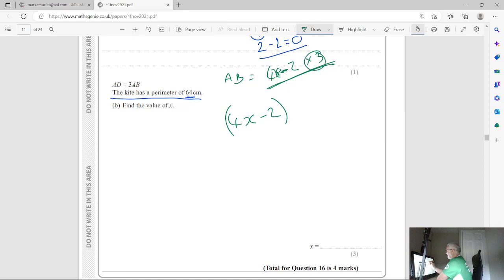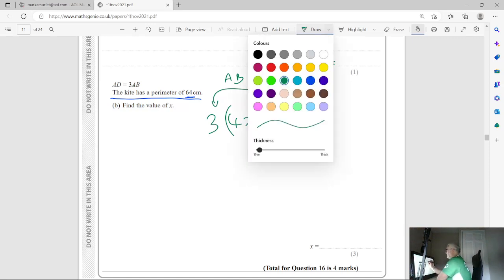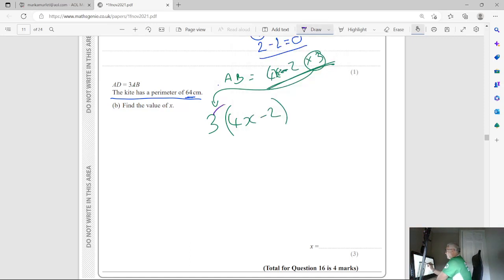If I put my 3 at the front of my bracket, that's similar to the expand question we had a little while ago. So all we're going to do is exactly the same thing, and multiply it out. 3 times the 4 gives me 12. 3 times the 2 gives me 6. Remember, I've got a positive and a negative, so 3 times negative 2 is going to give me negative 6. So it wants me to find the value of x. So I've got 3 times 4, bring that x with it, so 12x minus 6.